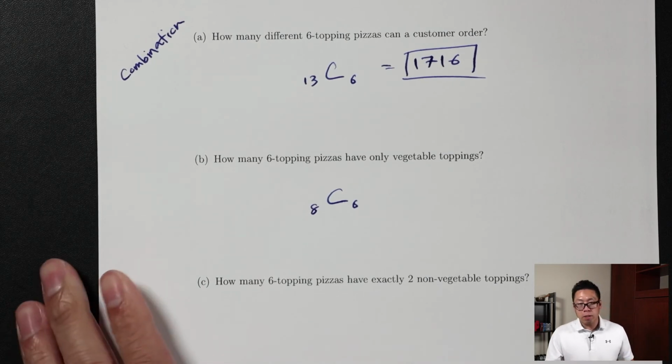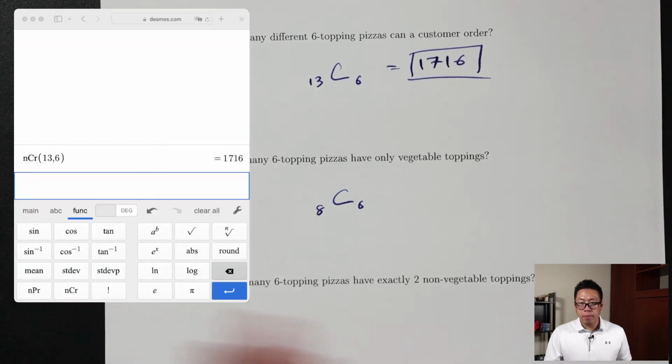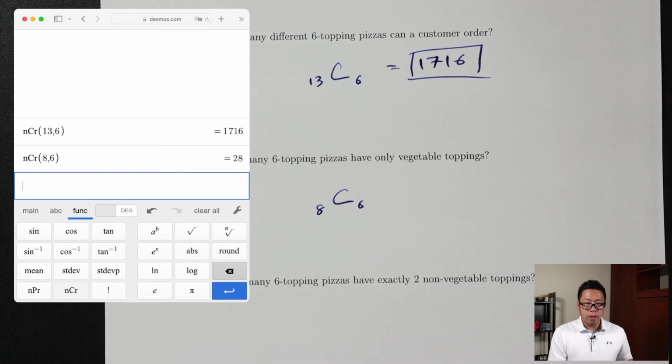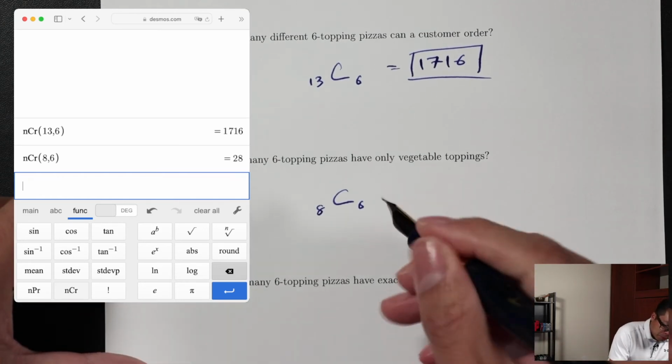So once again, on the calculator, 8 choose 6. NCR, 8, 6, 28.